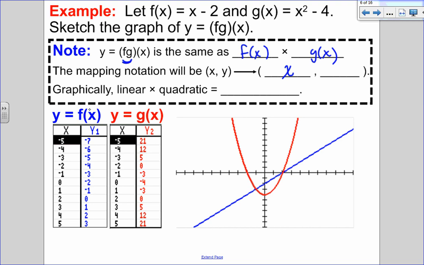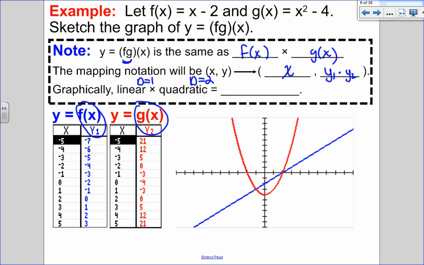And then you can see that f of x I did in y1 and g of x I did in y2. It could really be in any order, but based on how I did that, my mapping notation would be y1 multiplied by y2. So graphically, what's going to happen when we multiply a linear by a quadratic? Well, that's going to come down to our degree. So a linear function has a degree of 1. That means the highest exponent for the variable is 1. A quadratic has a degree of 2, which just means the highest exponent for x is 2.